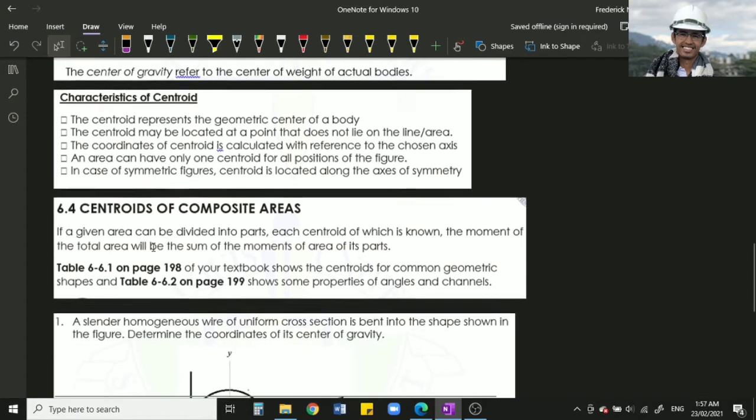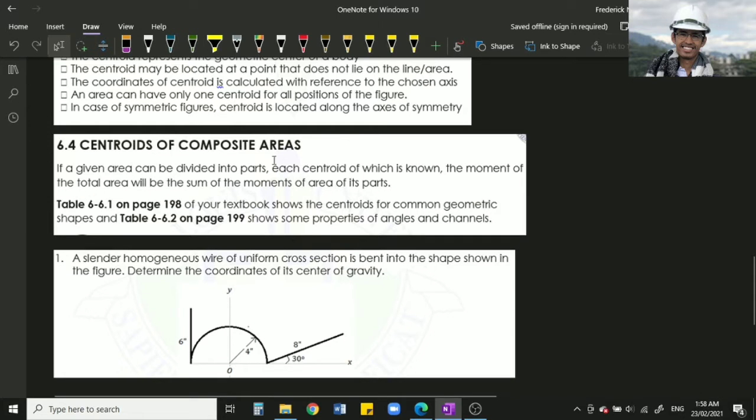material. Okay? So, an area can have only one centroid for all positions of the figure. So, in this case, symmetric figures, the centroid is located along the axis of symmetry. So, kapag meron tayong symmetric figures, okay, na ibig sabihin yung centroid niya is located mismo doon sa axis of symmetry. Okay?